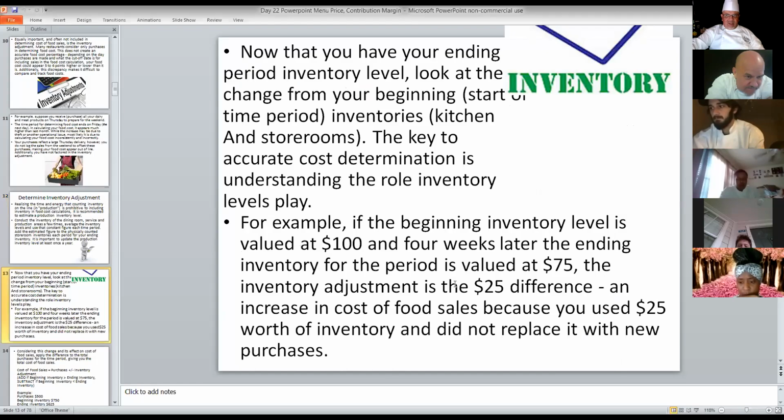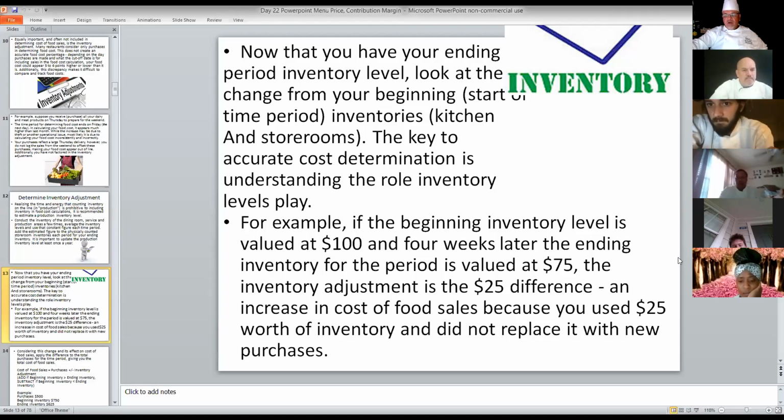Okay. So now that you have your ending inventory level, look at the change from the beginning, the start of the period of time, inventories, kitchen and storerooms. The key to accurate cost determination is understanding the whole inventory levels. For example, the beginning inventory is at a value of 100, and 4 weeks later, the ending inventory is 75. The inventory adjustment is a $25 difference. An increase in cost of food sales because you used 25 worth of inventory and did not replace it with new purchases.